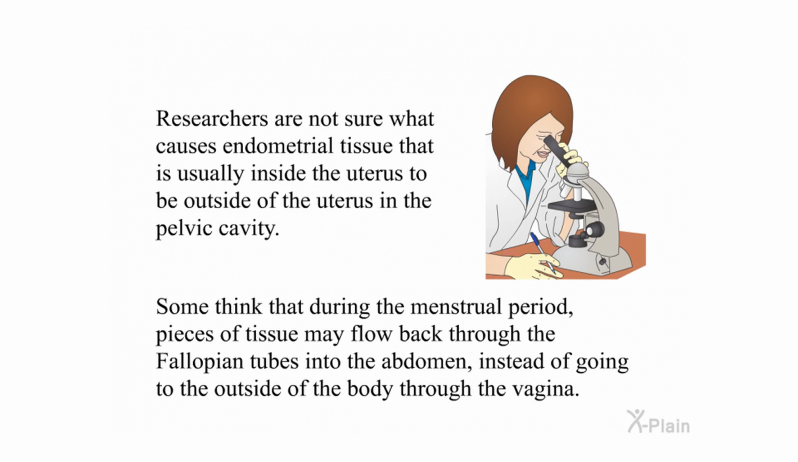Researchers are not sure what causes endometrial tissue that is usually inside the uterus to be outside of the uterus in the pelvic cavity. Some think that during the menstrual period, pieces of tissue may flow back through the fallopian tubes into the abdomen instead of going to the outside of the body through the vagina.